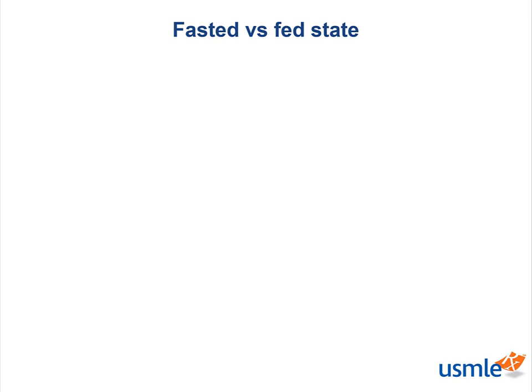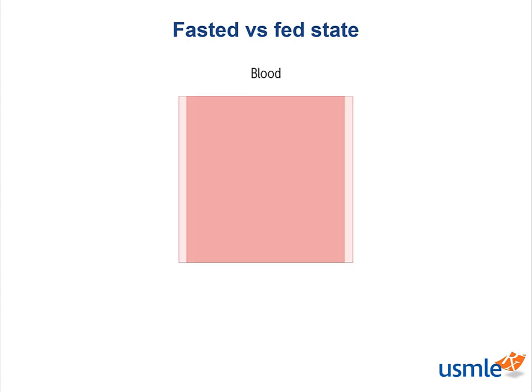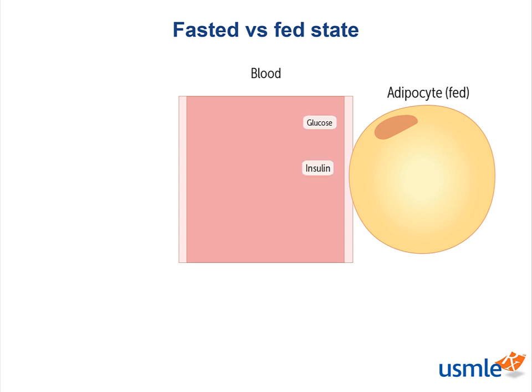So let's repeat what I just said with a little more detail, and let's focus on what's going on in the blood and the adipocyte. So first, let's walk through the fed state. When you eat, you increase your blood glucose, and insulin is released from... Where is insulin released from? Yes, it's released from the pancreatic beta cells.